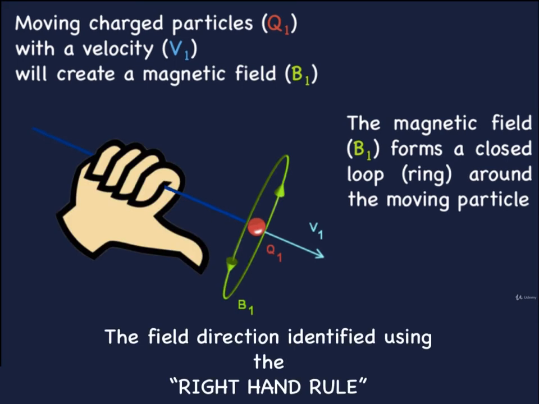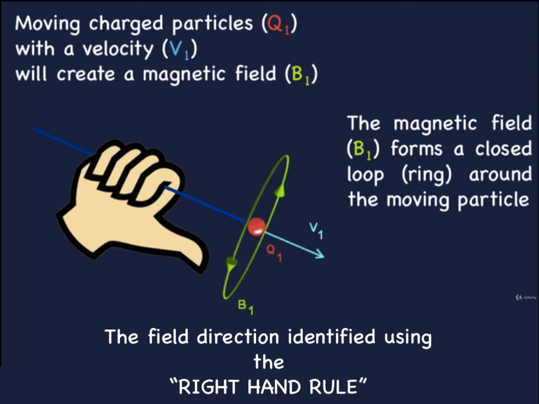And this model of a magnetic field, as I said, has some direction. In order to find out the direction of that magnetic field, we use what they call the right-hand rule. The field direction is identified by using our right hand and having our thumb point in the direction of the charged velocity. The fingers of the right hand will point in the direction of the magnetic loop that is formed by the movement of the electric charge.